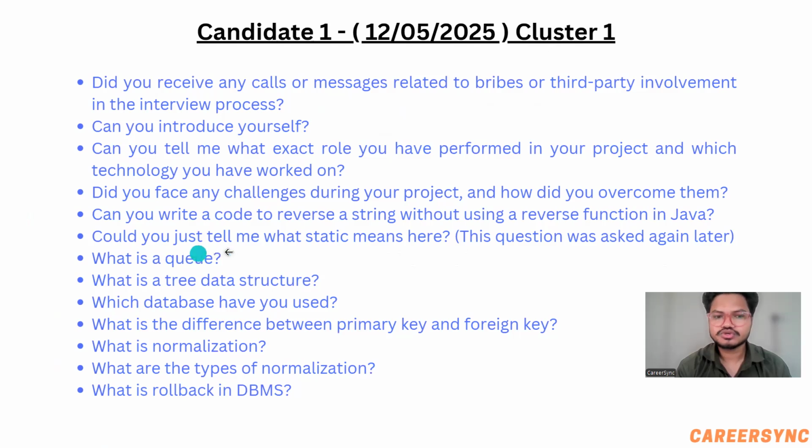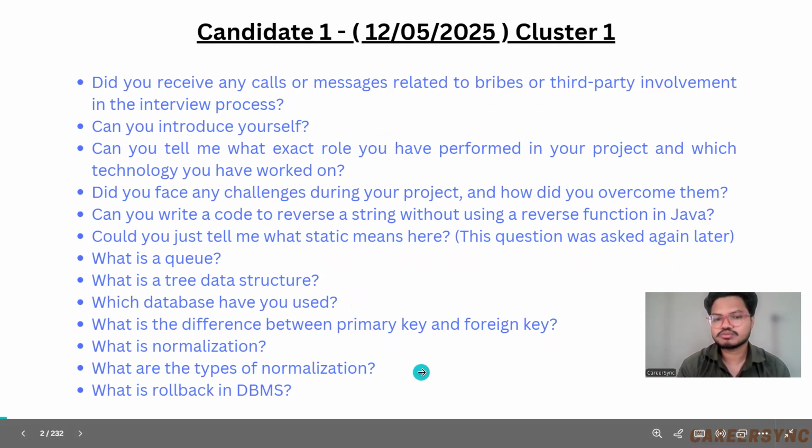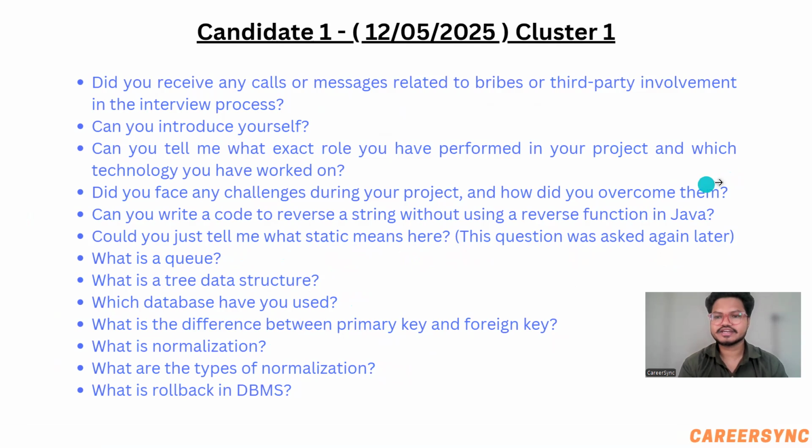Also, could you tell me what static means here, like a static function? This question was asked again later. Now, what is a queue? What is a tree data structure? Which database have you used? What is the difference between primary key and foreign key? What is normalization? What are the types of normalization, like 1NF, 2NF, like this? And what is rollback in a database management system?